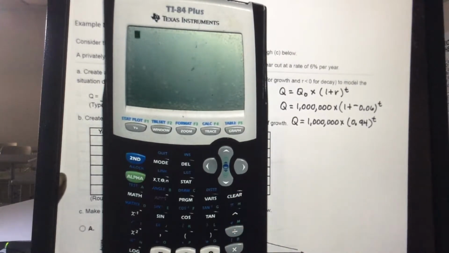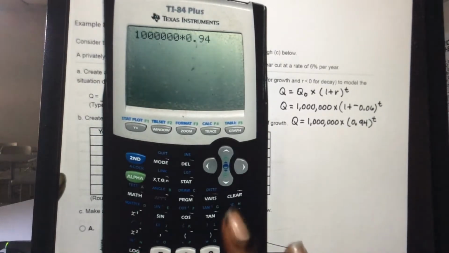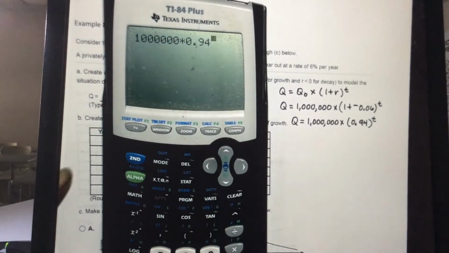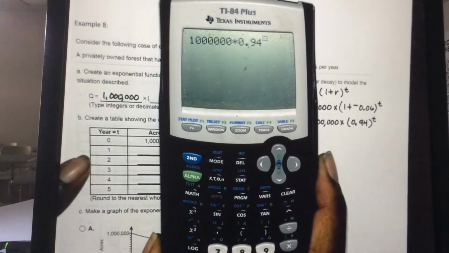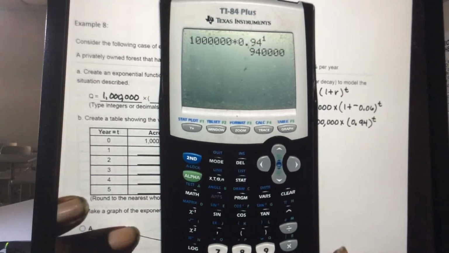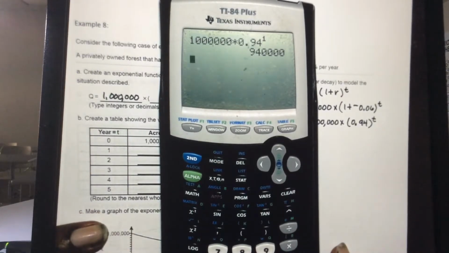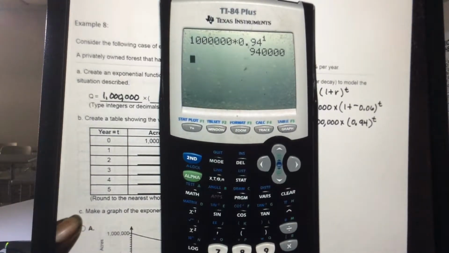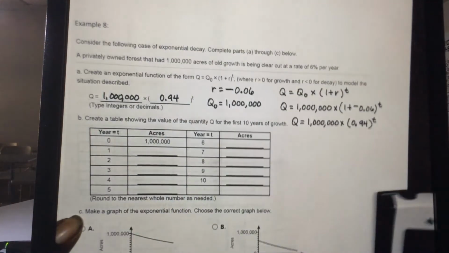That way you won't have to enter that formula again. Let me clear this out. All right, I'm going to type in the 1,000,000 and then times 0.94 and then the hat key for your exponent. So for the first year, we'll type in the exponent of 1 and then hit enter. Now here they're telling you to round to the nearest whole number, so this will be 940,000 after the first year.